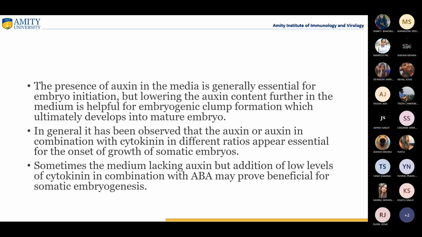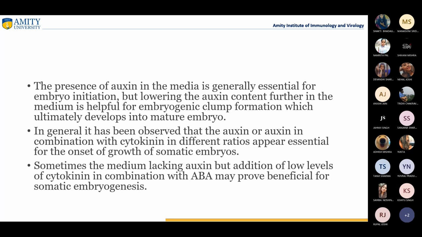So similarly, when we are growing a plant in tissue culture, we need to add certain hormones in a proper concentration, right? So the presence of auxin is important for embryo initiation. But if we lower the auxin content further, it is helpful for embryogenic clump formation, which ultimately develops into the mature embryo. How much concentration is required, that again we need to see, right? In general, it has been observed that auxin, or auxin in combination with cytokinin in different ratios, appears essential for the onset of growth of somatic embryos.